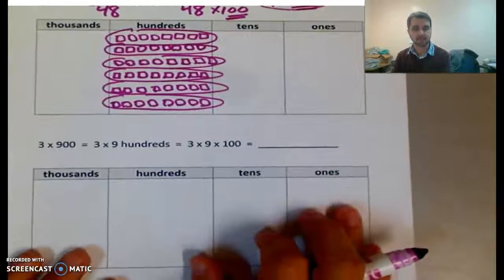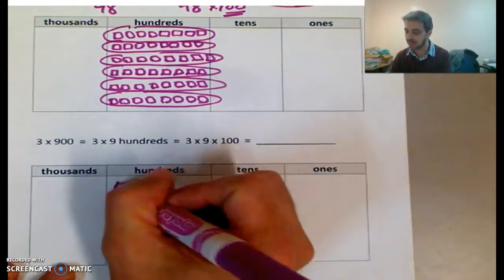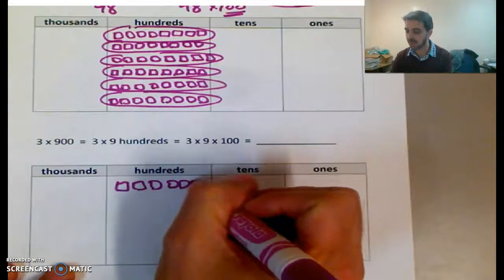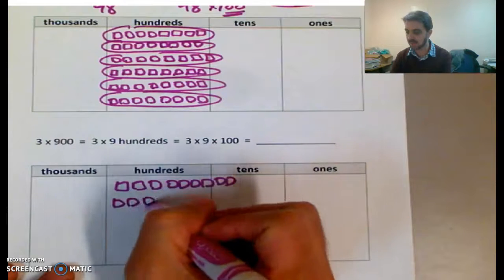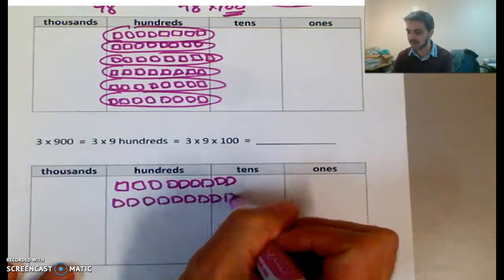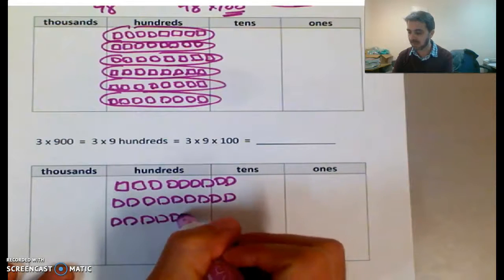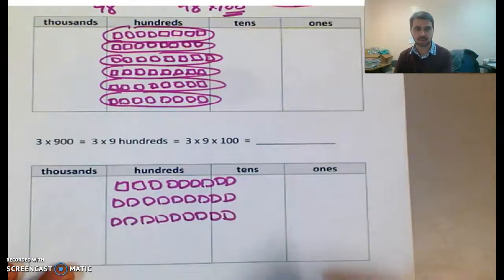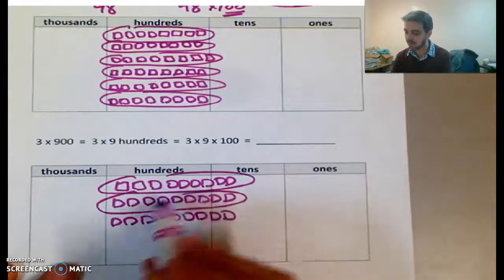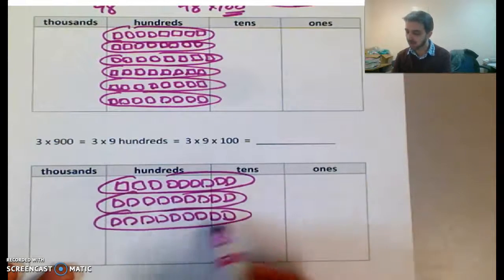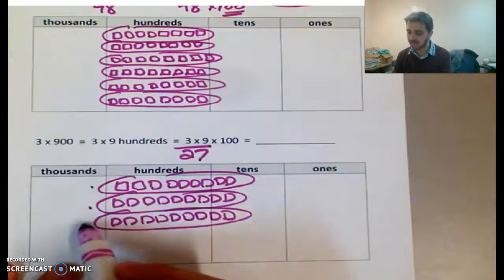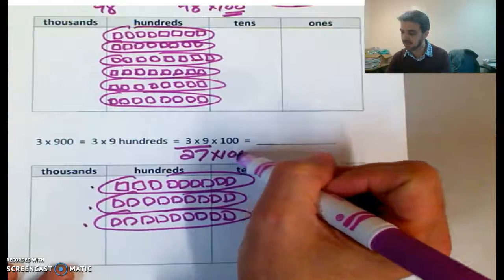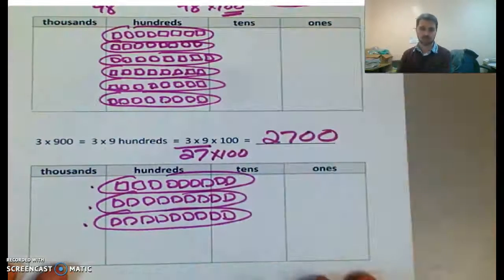All right? Okay, so down here, same idea. 3 times 900. So I draw 900. 1, 2, 3, 4, 5, 6, 7, 8, 9. Sorry, tens place. 3, 4, 5, 6, 7, 8, 9. 1, 2, 3, 4, 5, 6, 7, 8, 9. I've got 3 groups. So I've got 3 times 9, I've got 27 hundreds. 9, 18, 27. 27 times 100, 2700.